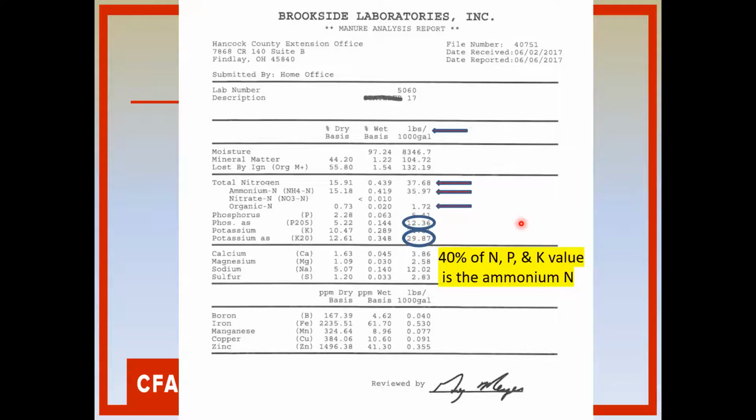And then the other thing, if I valued the NP and K of liquid manure, especially hog manure, not necessarily so much dairy, but 40% of that NP and K value is in that ammonium nitrogen. So we often waste that by doing the fall application and not really working that into our plan for the following year.